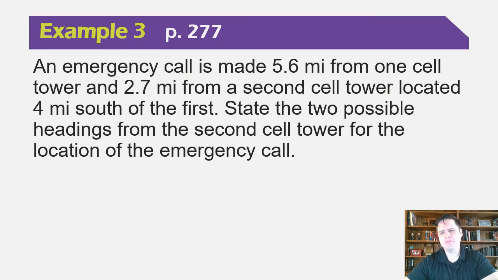So an emergency call is made 5.6 miles from one cell tower and 2.7 miles from a second cell tower located 4 miles south of the first. State the two possible headings from the second cell tower for the location of the emergency call. Okay, I think it's always best in these cases to draw a picture, so let's do that first.